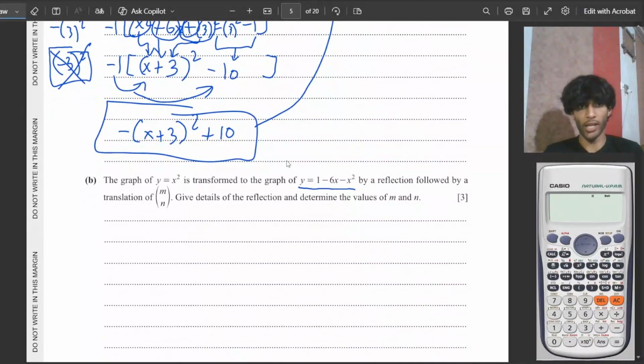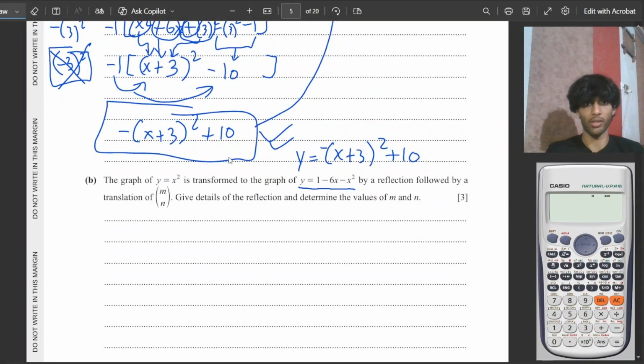So instead of writing y equals 1 minus 6x minus x squared, you can write y equals minus (x + 3)² plus 10, right? This is the thing we just converted it into. Now we're actually going to use this. This is how you're going to be able to take that y equals x squared and turn it into this new graph or equation that we have over here.